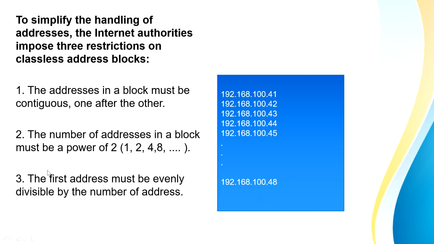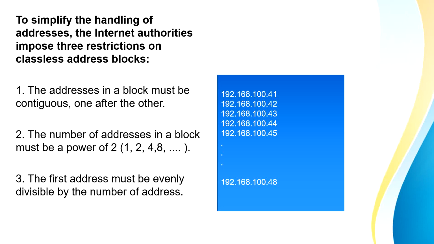Total is 8. And the third most important rule is about the first address. So this is my first address of the block, right? It must be evenly divisible by the total number of addresses. So here, how many total addresses do I have? 8. This is my first address, and this is your assignment number 3.